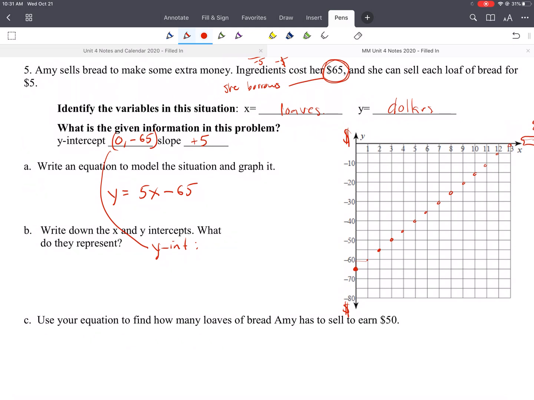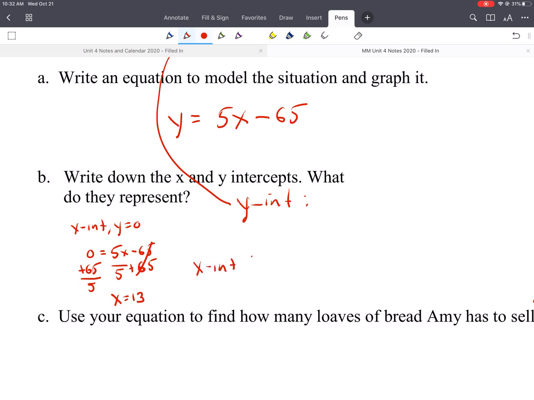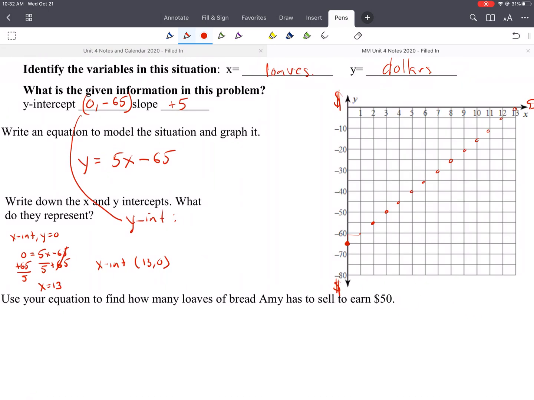And then the x-intercept, we would solve for it. We know that y is equal to 0, so 0 is equal to 5x minus 65, we'd add 65, and then divide both sides by 5, and we'd end up getting x is equal to 13. So the x-intercept would be 13 comma 0. That tells us that after selling 13 loaves, she got out of debt.